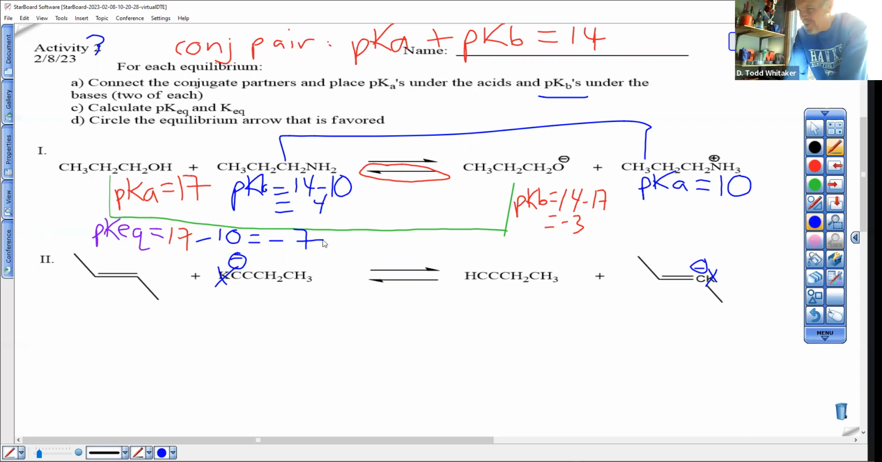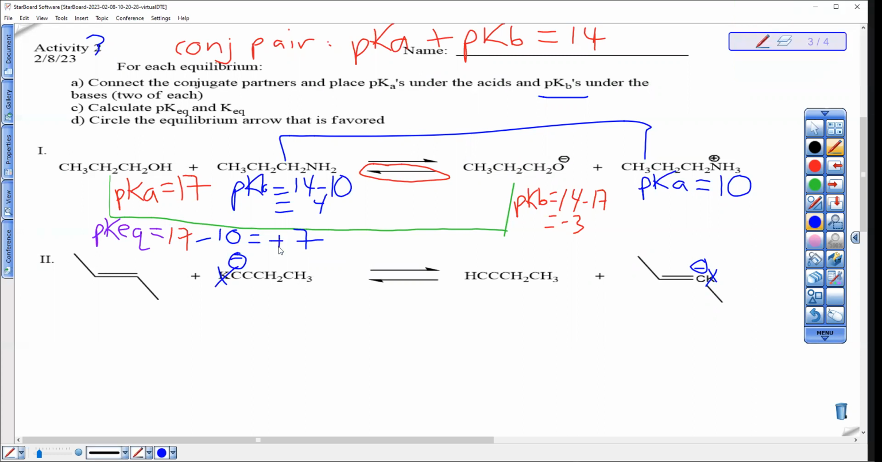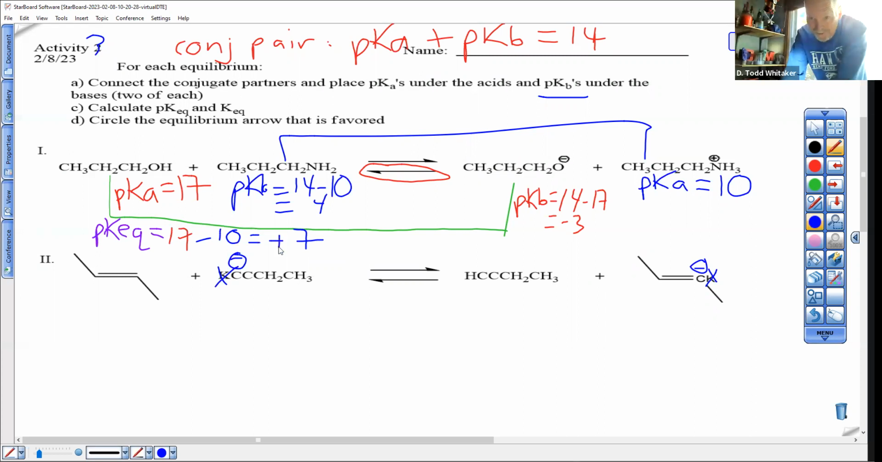17 minus 10. That's not negative. 7, yeah, it's not negative. Bad, dude. Bad. Come on. That was a blatant mistake. All right, it's positive, right? And positive means it doesn't like reacting that much the way it's written. It really prefers going backwards, which you already verified there, didn't you?